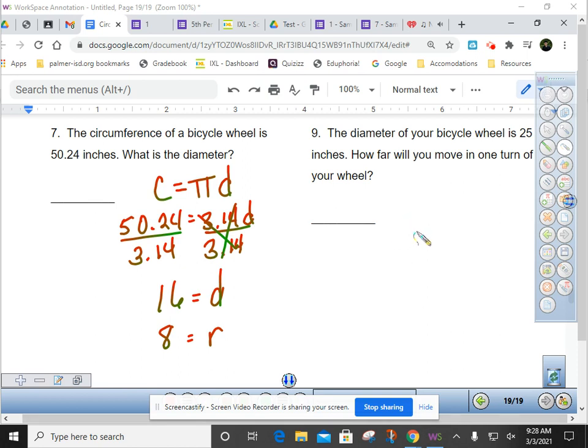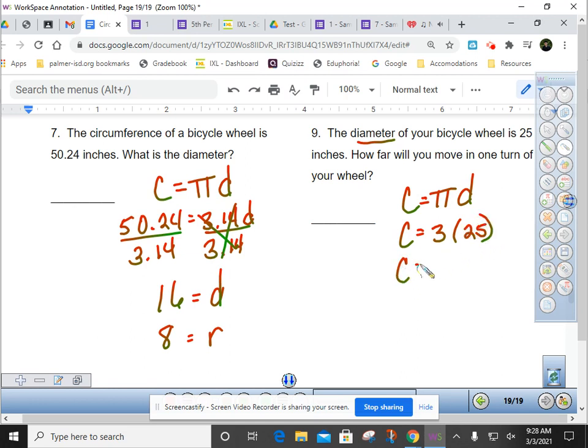The diameter of your bicycle wheel is 25 inches. How far will you move in one turn of your wheel? That is asking for circumference. C equals pi d. What do they give you? The diameter. You can go back to using 3 for pi here. 3 times what's the diameter? 25. What's the circumference? 75. We're moving 75 inches in one turn of the wheel. This is easy.